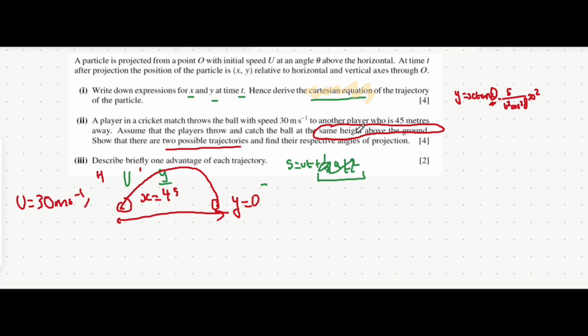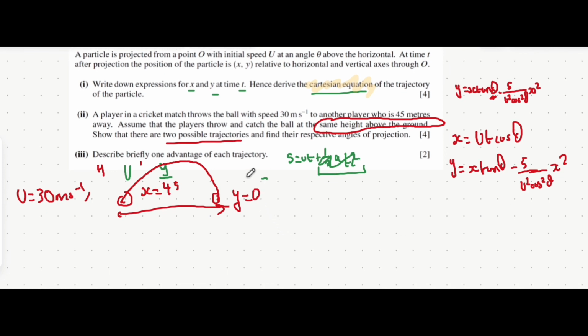By the way, two equations that I accidentally rubbed out that we formed, I'm just going to write them out one more time because they are useful in this question. X equals ut cos theta and y equals x tan theta, minus 5 over u squared cos squared theta, all multiplied by x squared. I'm sure it will be important at some later stage. Perfect. Okay, if you want to find the value of theta, let's start by substituting into the y equation. Let's see if we can solve that.